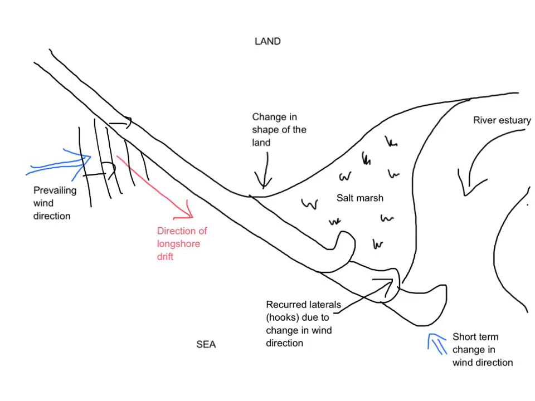So here we see the swash approaching, and then backwash comes back down the shore due to gravity. And this process continues carrying sediment up the beach, all the way up the beach, and it keeps on carrying sediment all the way until you get to a change in the shape of the land.